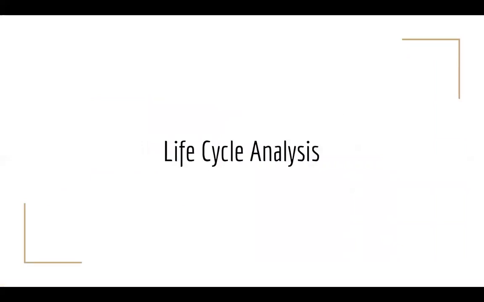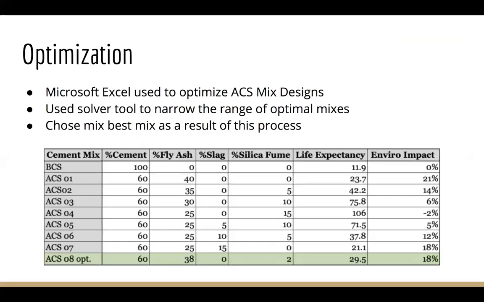Now we'll move on to explaining the methodology we used when creating our alternate case mixes. After the creation of our BCS mix, we used Excel in conjunction with the LCA Ecoconcrete tool, as well as Life 365. By varying the percent replacement of cementitious materials, fly ash, slag, and silica, we came up with this chart that has all the possibilities. After the optimization using the Excel solver tool, we came up with this final optimum ACS optimized mix.